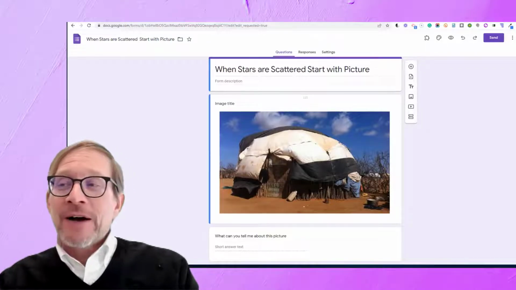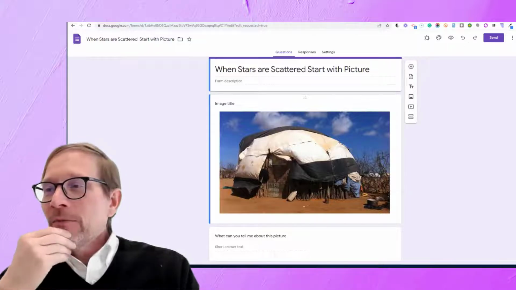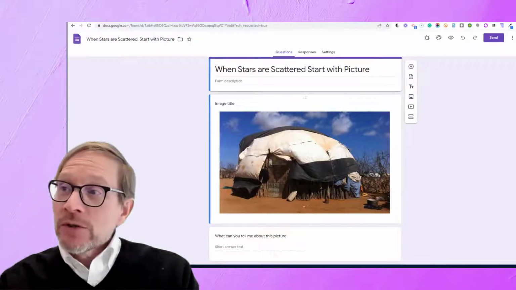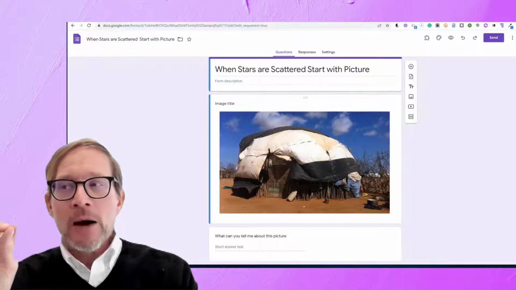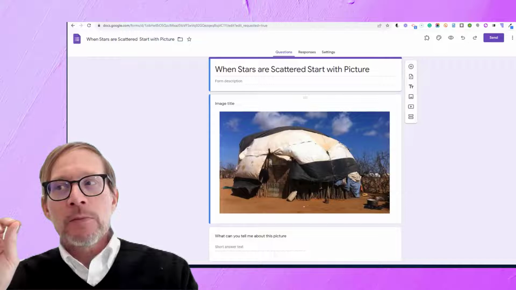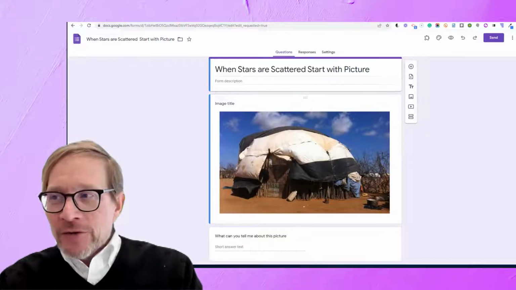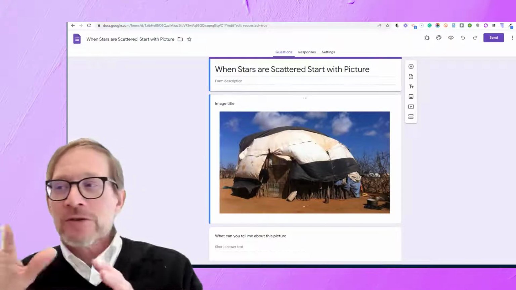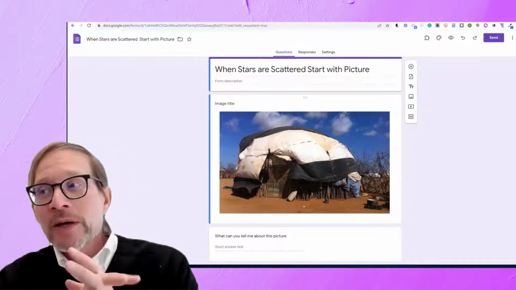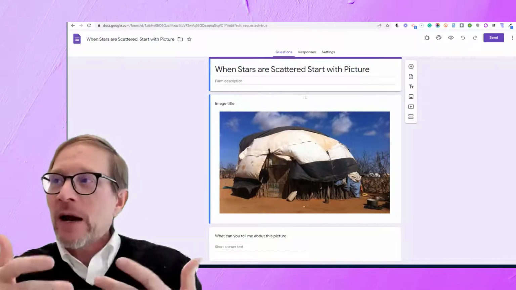I'm looking to prompt kids to look at, is there grass here? What bushes do you see? Look at the sky. Using all those clues to start to tell us about this environment and start to make connections with what's happening here. Because this structure is in the book, When Stars Are Scattered, this structure is pictured quite a bit in the story. So this is really going to help them get ready for that.